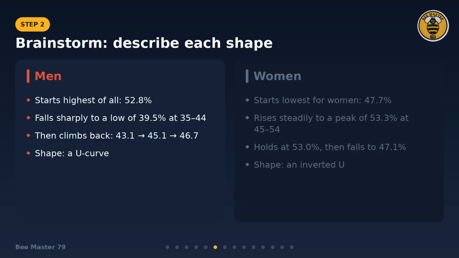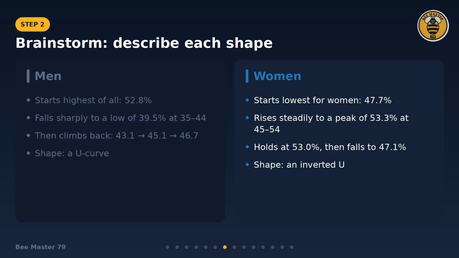Take the men first and describe the shape. They start highest of all, at 52.8%. The figure then falls sharply to a low of 39.5% in the 35 to 44 group. After that it climbs back step by step to 46.7%. The shape is a U-curve.